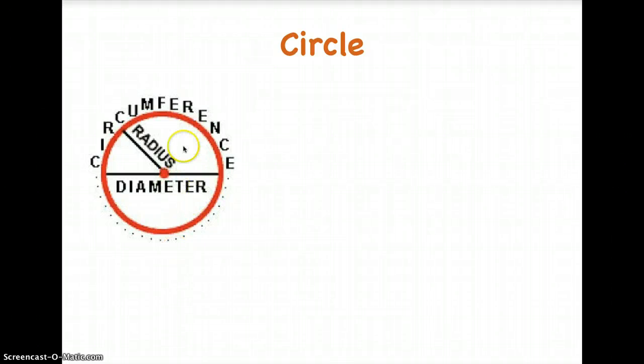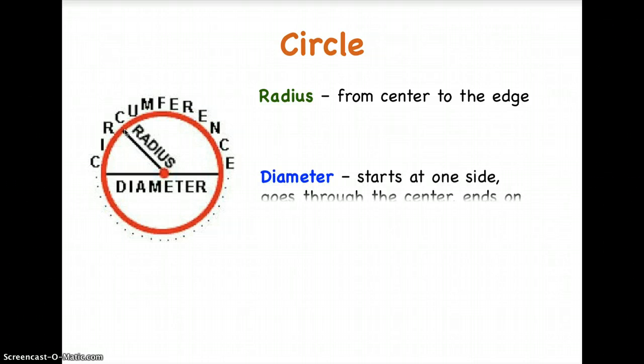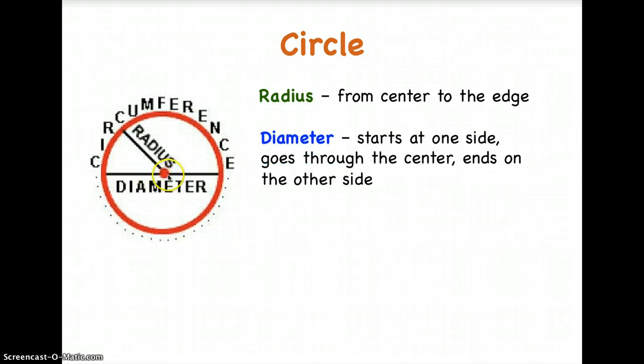Given this diagram, which shows three important parts of the circle. The first one is the radius, which starts from the center of the circle going to the edge of the circle. The second one is called diameter, which starts from one side of the circle, goes through the center, and then ends at the other side of the circle. As you can see, the radius is shorter than the diameter, or the diameter is longer than the radius.